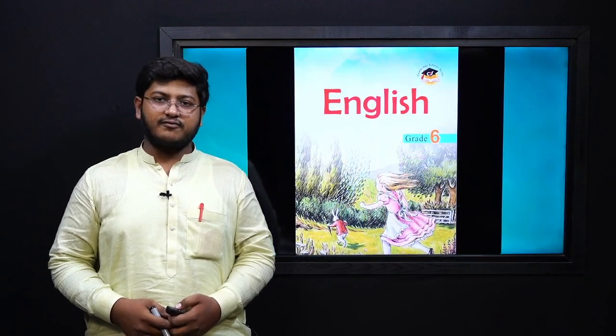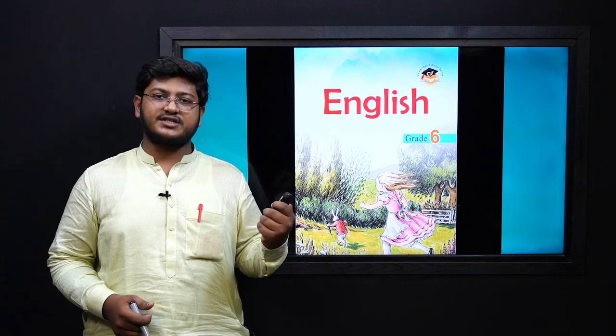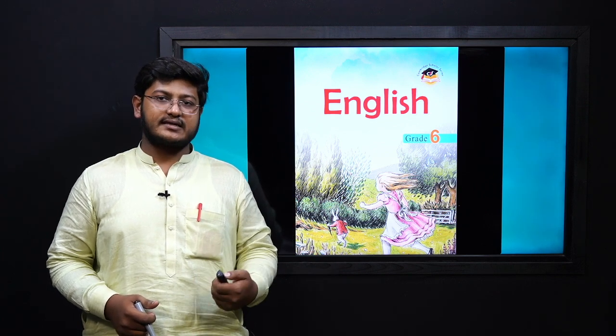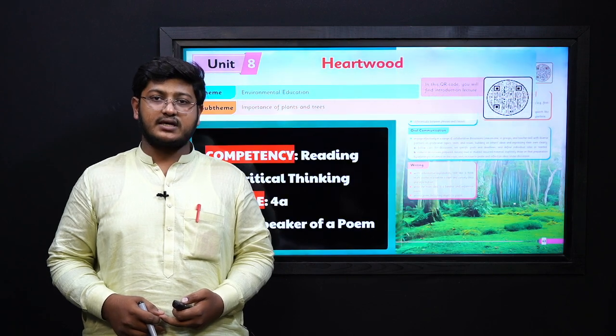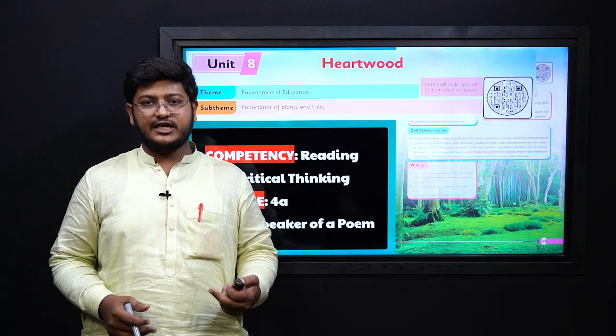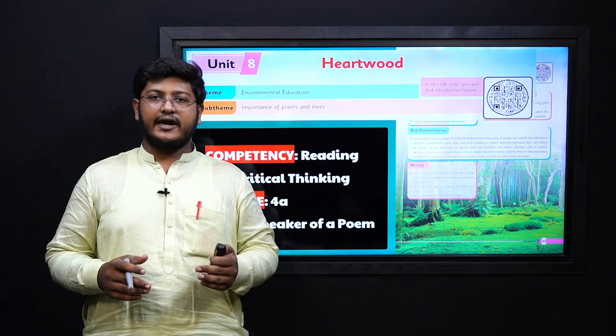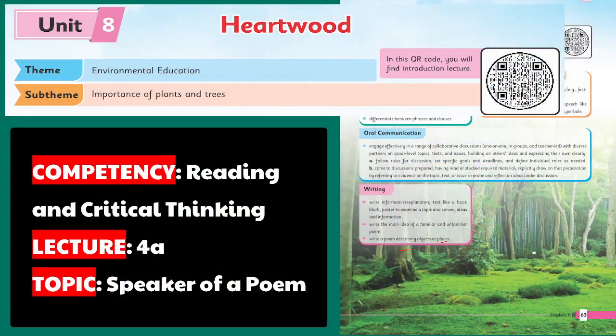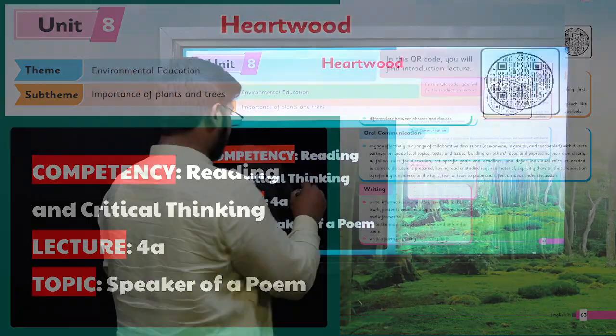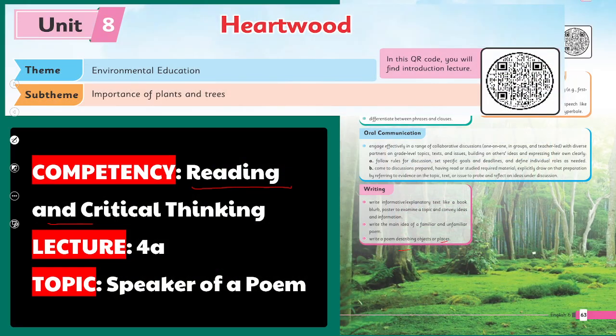I am your instructor Adil Raza, and today we have to learn an SLO from grade 6, unit 8, and our SLO is about reading and critical thinking. So let's find out what our SLO is and what the topic is which we have to cover in this SLO. So here we have the competency of reading and critical thinking, and it's our lecture 4A, and the main topic of this SLO is speaker of a poem.